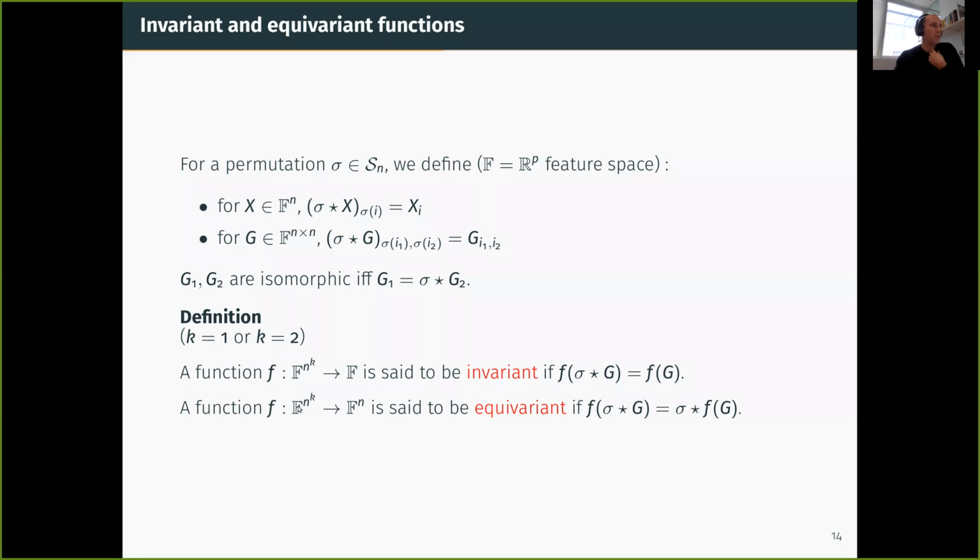So this is typically a function f which takes as input a graph, so a tensor of order 2, and will produce one feature per node. So in this case, what I want is that if I permute the nodes in the input graph, I obtain the same permutation on the output. So this is what is called equivariant. And this is with the notation of the star product, which is the action of the symmetric group on a tensor of order 2 or 1. Is there any question on this?